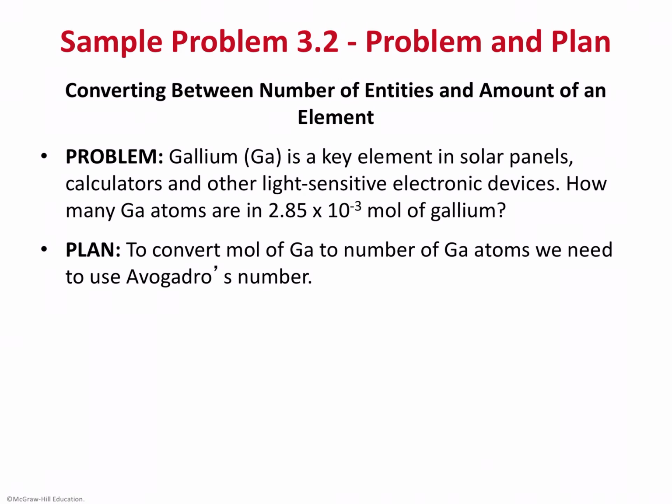Okay. Another one here. It's asking: gallium is a key element in solar panels, calculators and other light-sensitive electronic devices. How many gallium atoms are in 2.85 times 10 to the negative 3 moles of gallium? So it's asking for the number of gallium atoms in these moles. So how do we approach this one?